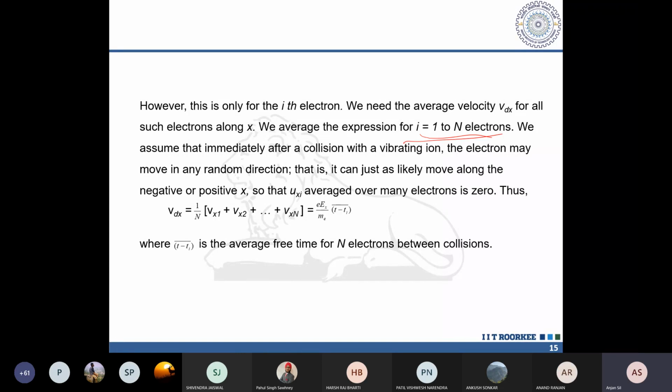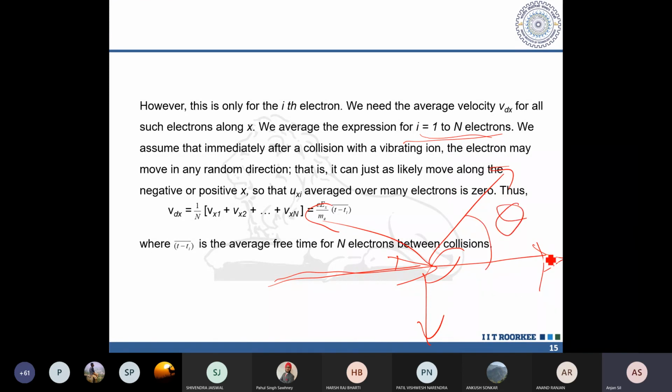So we assume immediately after collision with the vibrating atom, the electron may move in any random direction. It was moving in this direction, and just after the collision, it may move in this direction, may move back, may go in any direction, whatever may happen. If it moves in this direction, you would have got 100% correct. Since it has got deviated, if you take the cos theta component, the contribution is always low. So you see, the loss of current is there because of the vibration.